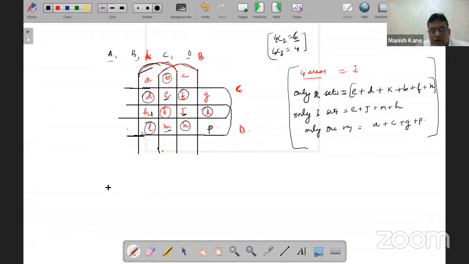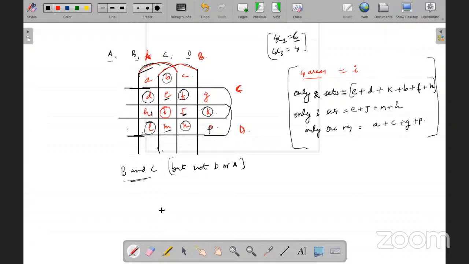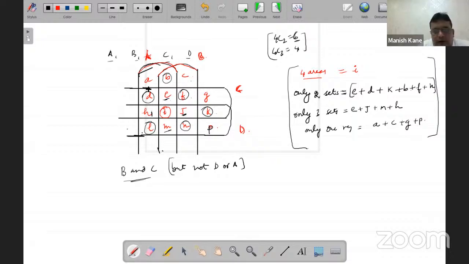Now, suppose my question is, which area is common to B and C, but not D or A? Which will that area be? Common to B and C, but not D or A. Anyone? The F. F. B and C, but not A or D. Who's answered that? Prachi, is it? The Pallav. Okay, good.